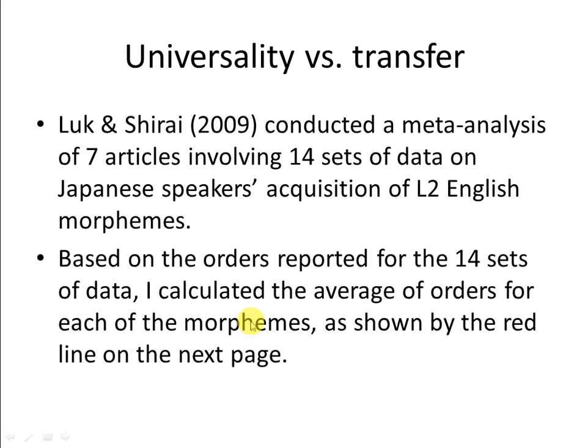And these two researchers conducted a meta-analysis of 7 articles involving 14 sets of data on Japanese speakers' acquisition of L2 English morphemes. Okay. And based on the orders reported for these 14 sets of data, I calculated the average of orders for each of the morphemes as shown by the red line on the next page. So please, let's take a look at the figure.